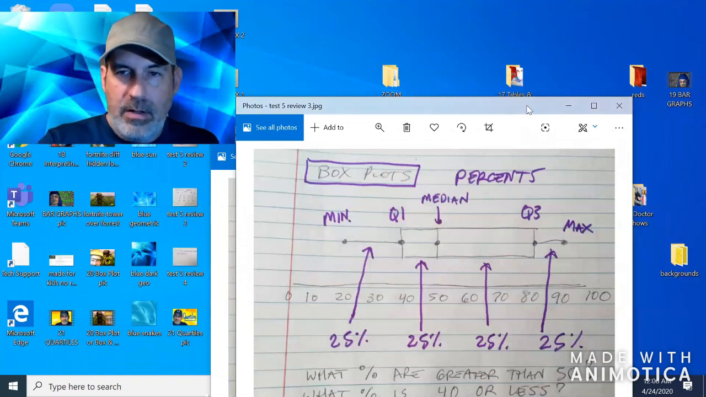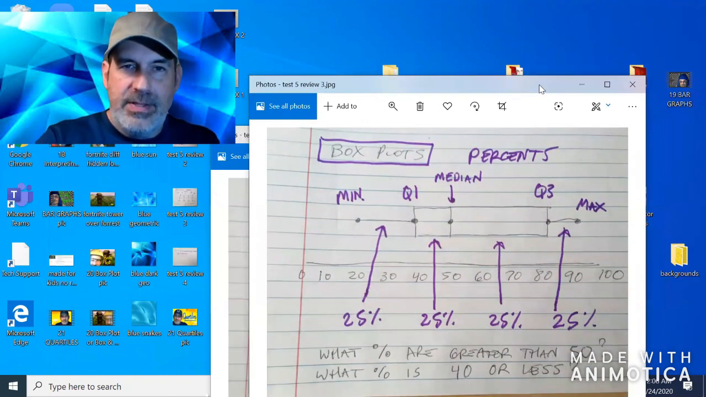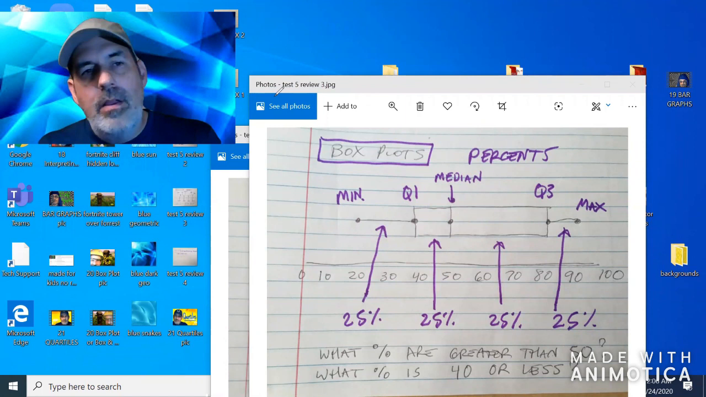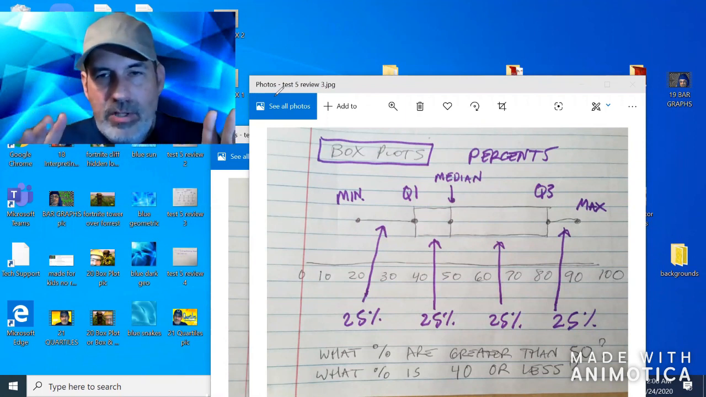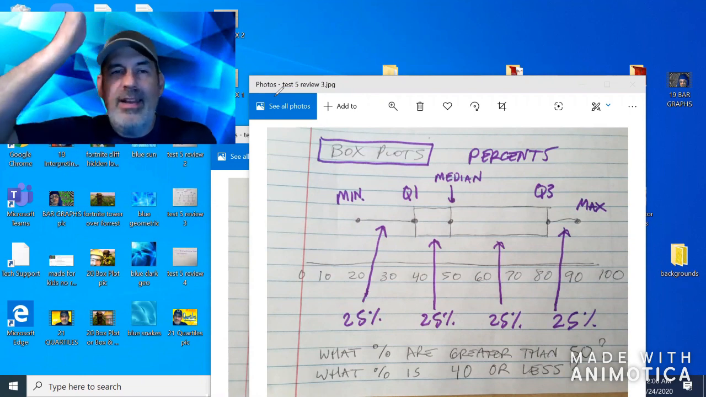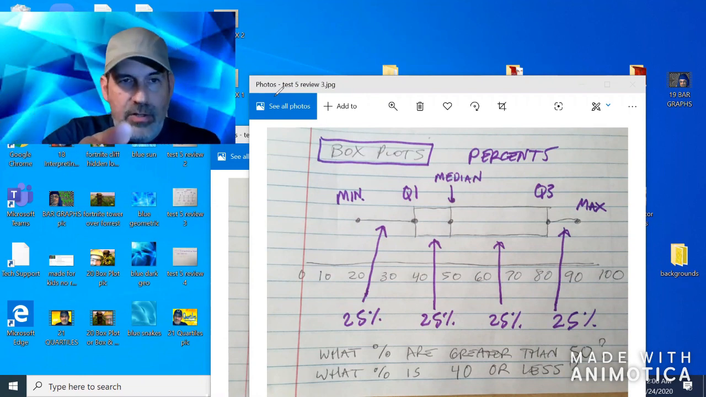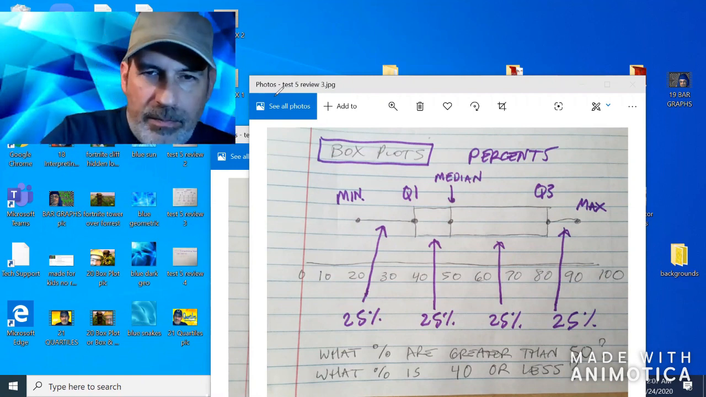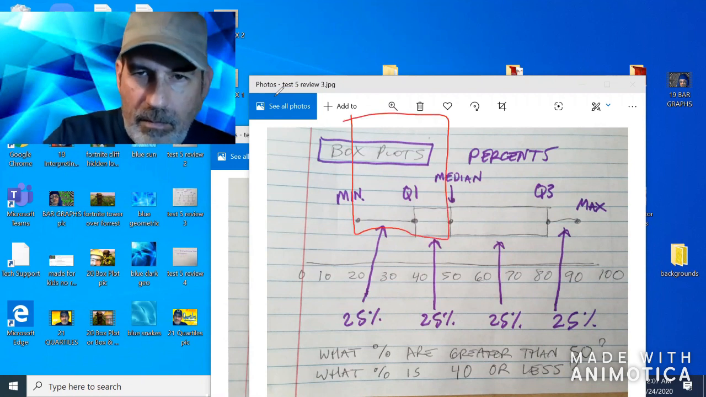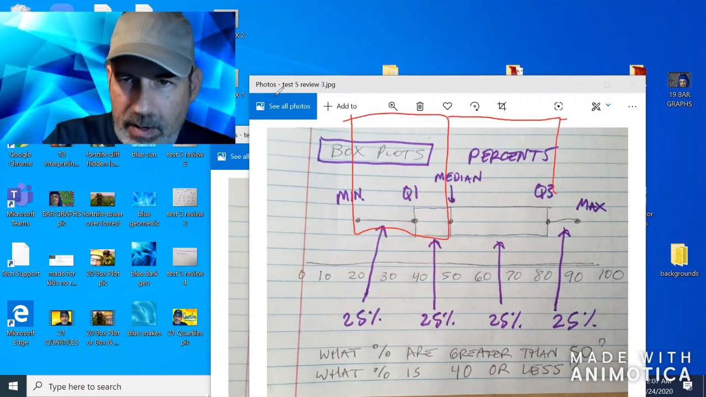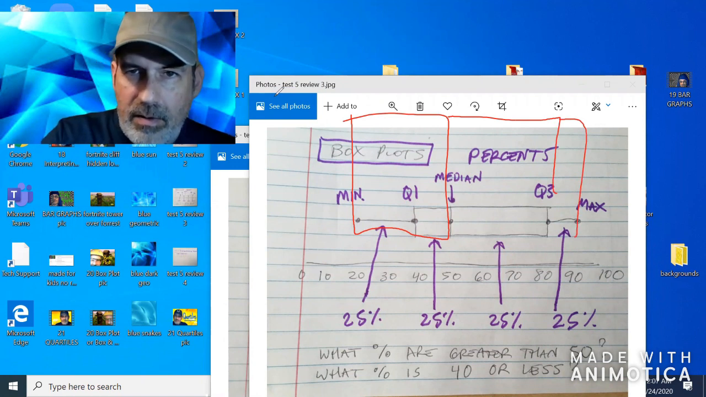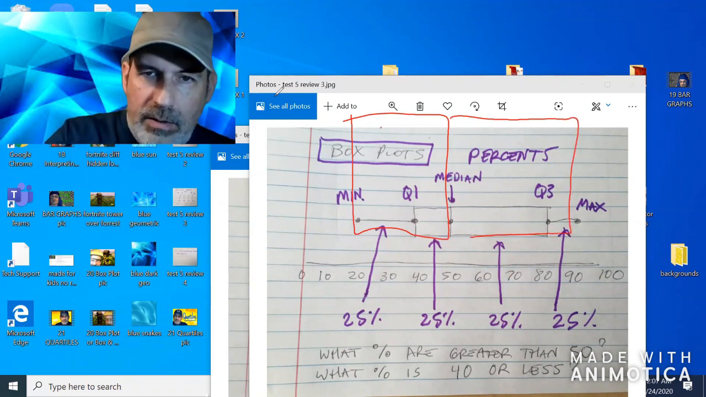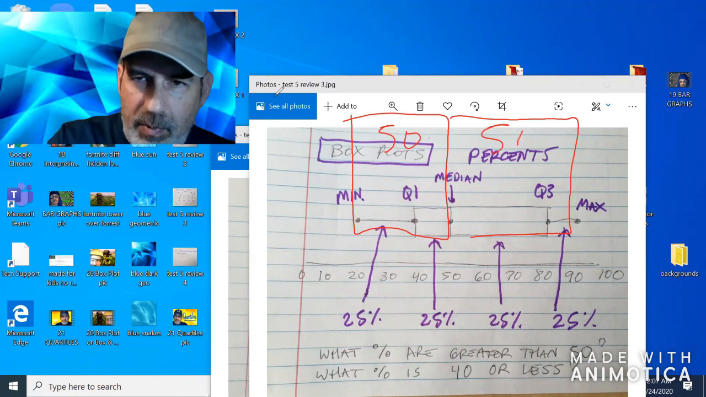Next. Box plots and their percents, guys. So you've already heard me say these words. We took a bunch of data and we divided it in half, okay? That means you got 50% over here, which is half, and you got 50% over here, okay? So I'll just do this. Okay, so this is 50% and this is 50%.